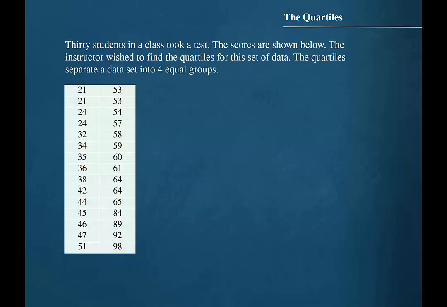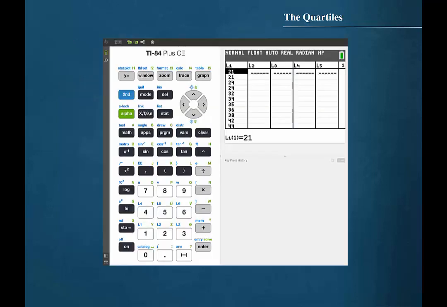30 students in a class took a test. The scores are shown below. The instructor wished to find the quartiles for this set of data. The quartiles separate a dataset into 4 equal groups. We can use the TI graphing calculator to find the quartiles.